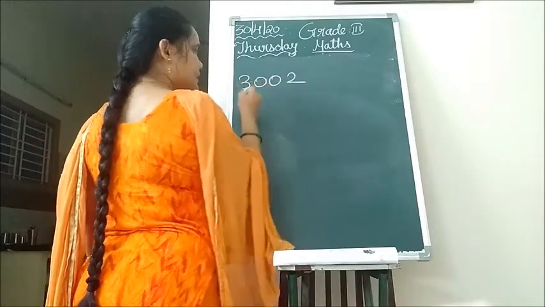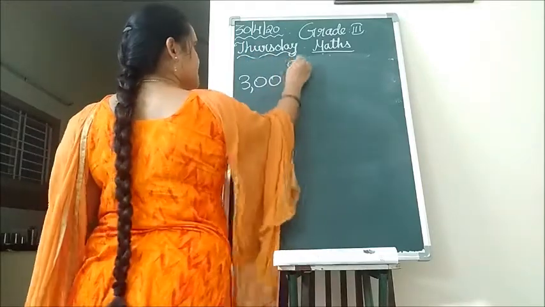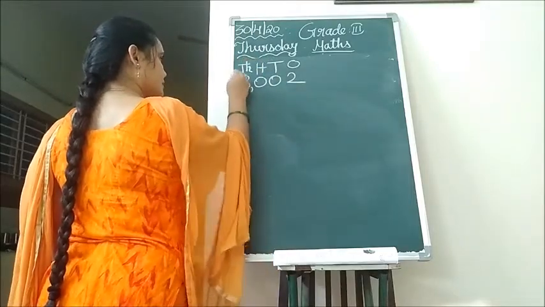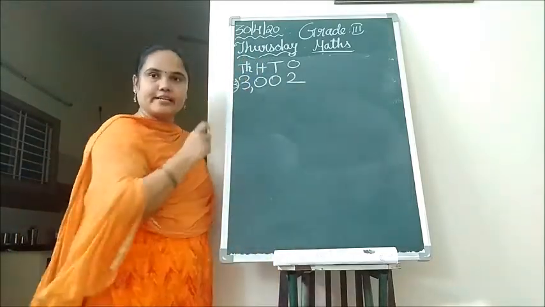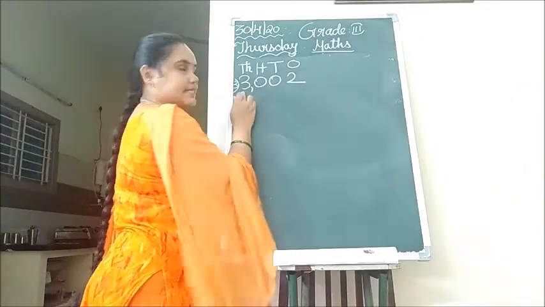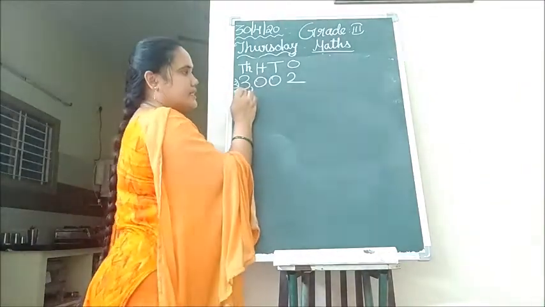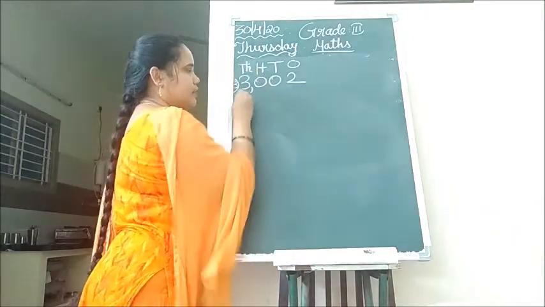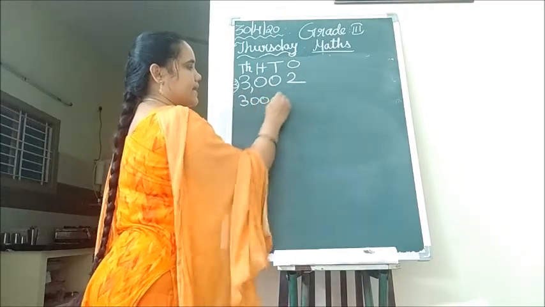See this number, children, 3002. Write the places. Ones, tens, hundreds, thousands. See, now we are going to write the expanded form of this number. First start from thousands place. What is this number? 3. 3 is in which place? Thousands place. So 3 into 1000, 3000 plus.